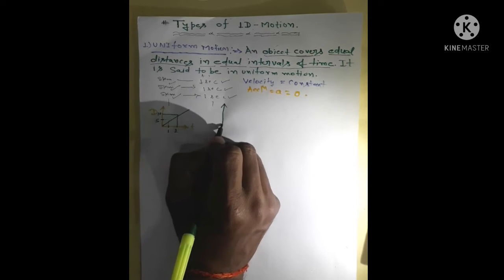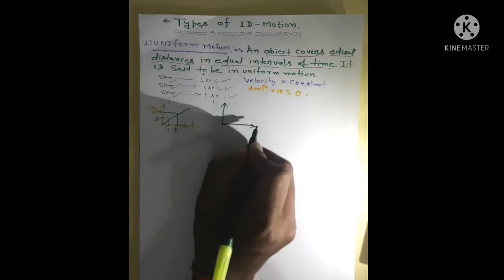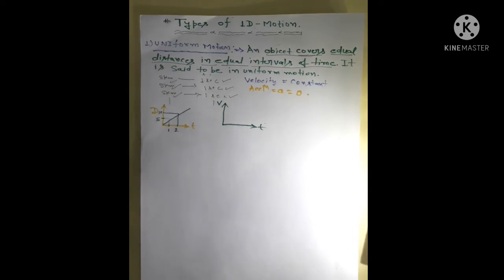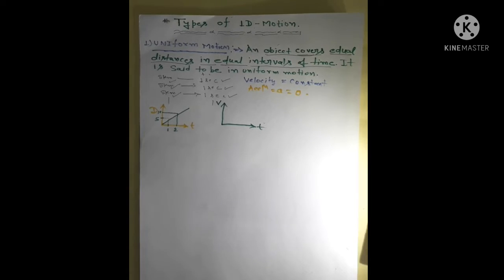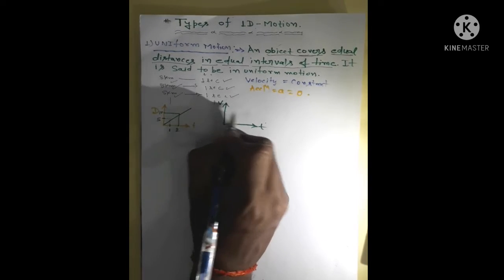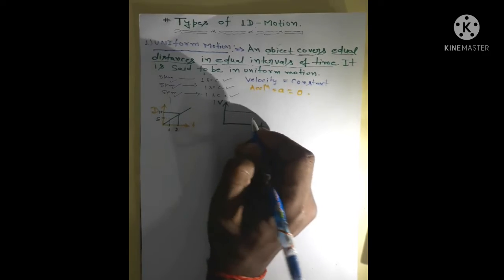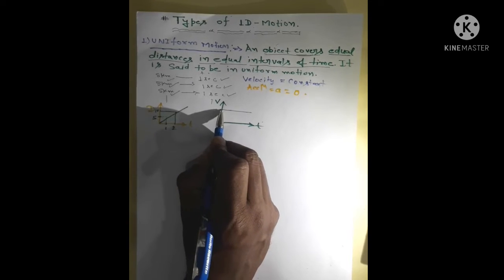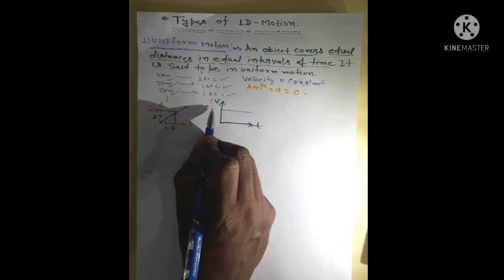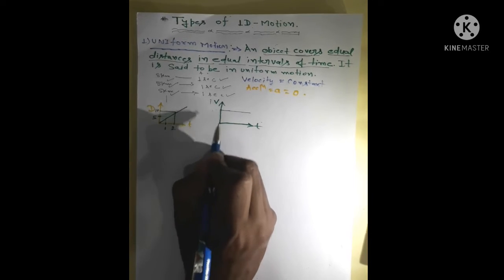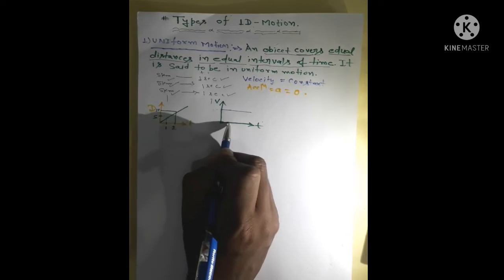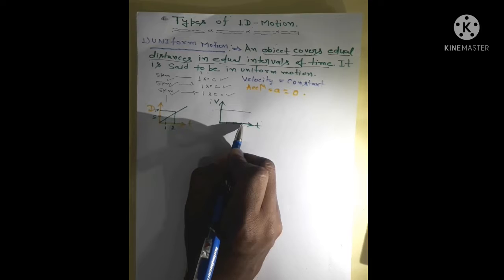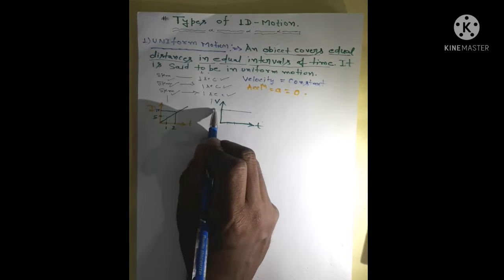Now the velocity-time graph. The x-axis represents time and the y-axis represents velocity. In uniform motion, velocity is always constant, so the graph is like this. It means that time increases but velocity is constant. Suppose velocity is 5 km per second. Then at 1 second it is 5 km, at 2 seconds also 5 km, at 10 seconds also 5 km. It means that velocity is always constant.